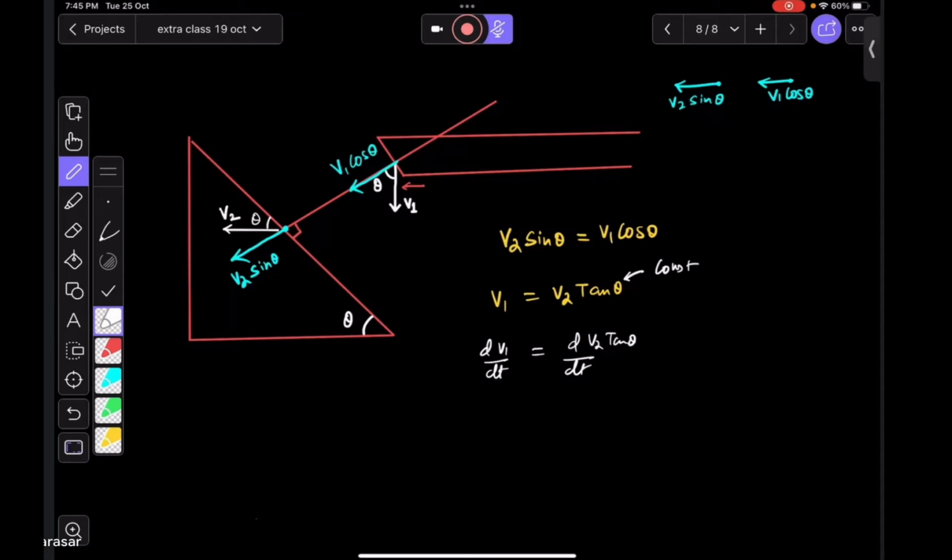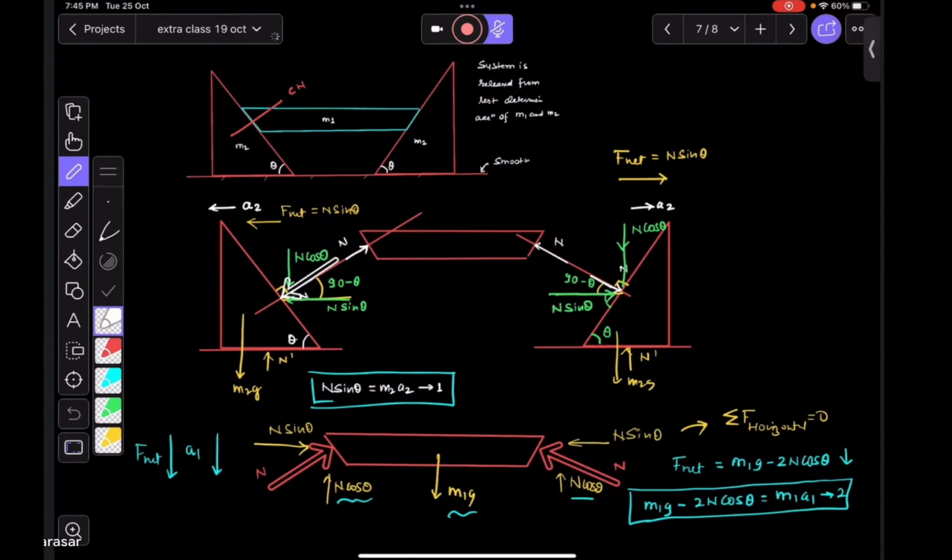So differentiating v1 will give us a1, then a1 tan theta will come out. Differentiating v2 will give us a2, so it will become a2 tan theta. So this is equation number 3. So now you have got 3 equations. Now it is your problem to solve and find the unknowns.